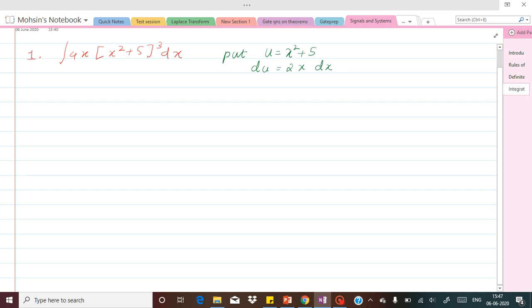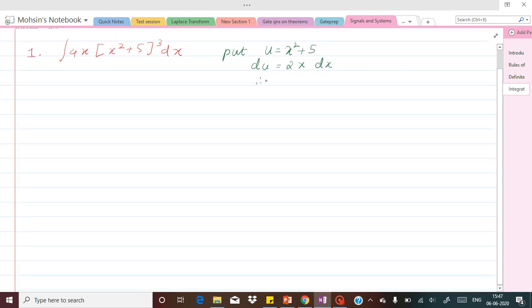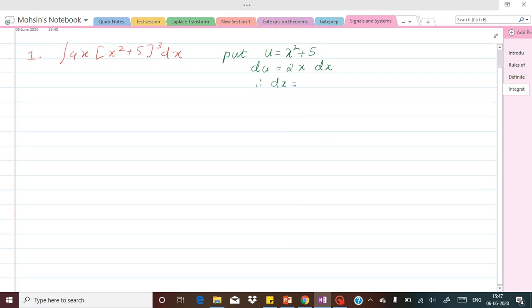Okay, so therefore we need to substitute for dx also, so we can write from here dx will be equal to du by 2x. By taking this 2x in the denominator, we will get du by 2x equal to dx. Okay, so now this is what we are going to substitute in this expression. Now let us see what we are going to get from here. So 4x as it is, and in place of this expression it is going to be u whole raised to 3. Then in place of dx we are going to substitute du by 2x.